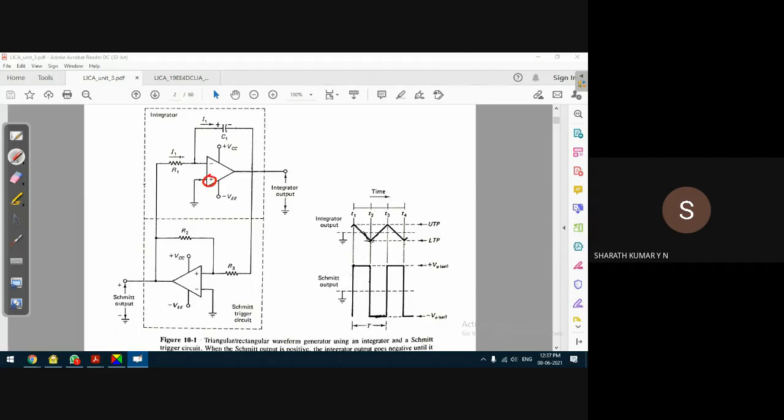If you observe the integrator circuit to start with, the non-inverting input is connected to ground. Because of that, the inverting input will be in a condition called virtual ground. Because of virtual ground, the input current that flows in the input circuit will flow in the feedback network.